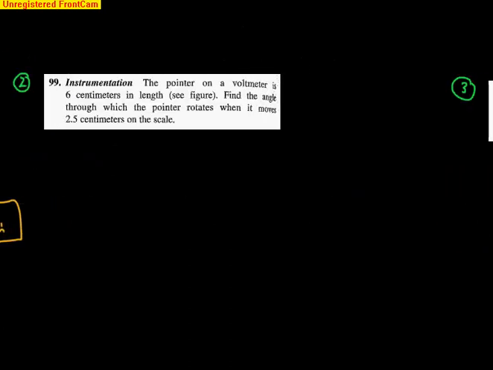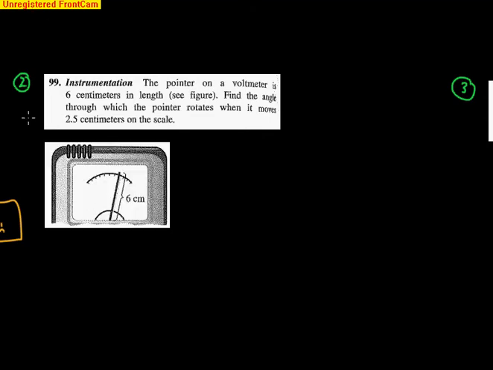Okay. 2. It says the pointer on a voltmeter is 6 centimeters in length. Find the angle through which the pointer rotates when it moves 2.5 centimeters on the scale. And let me grab the picture real fast for you. Okay, so here's a voltmeter. A voltmeter is used to measure voltage or current. So it says the pointer is 6 centimeters long, and it says find the angle through which the pointer rotates when it moves 2.5 centimeters on the scale.